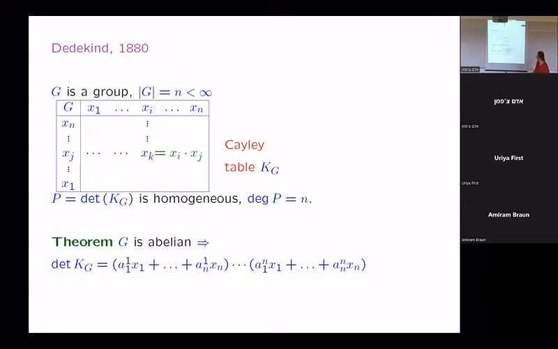Well, in the abelian case, this question was answered by Dedekind in full generality. So he proved that if our finite group is also abelian, then the group determinant, the determinant of the Cayley table, could be decomposed into the product of linear factors. So let me just show you this on an example.